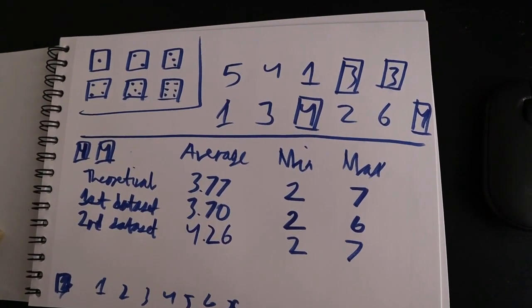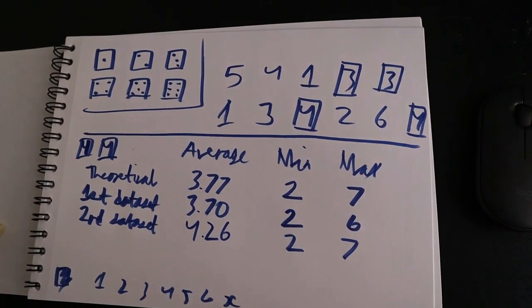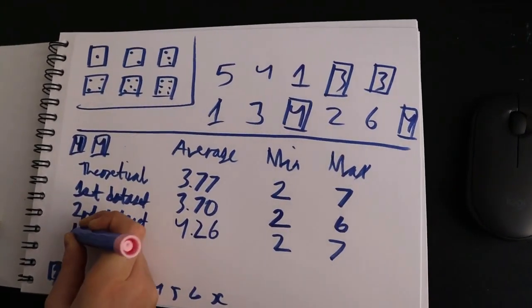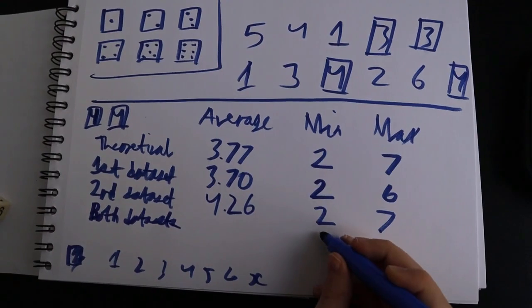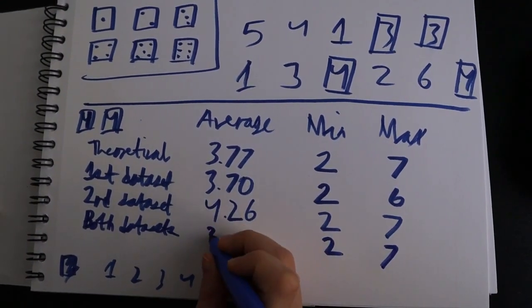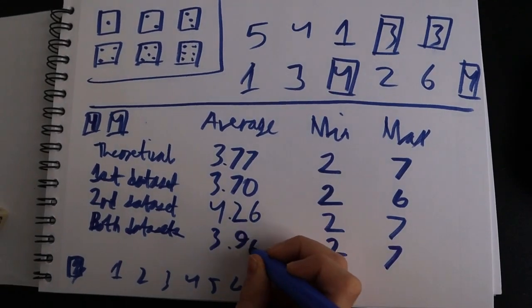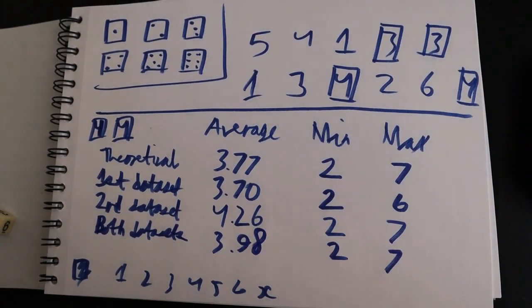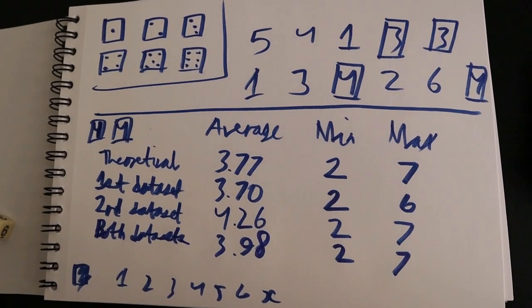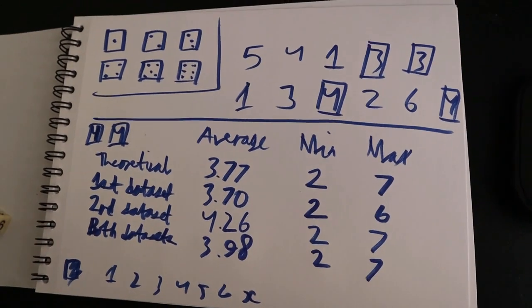And that's your Wolfram calculation. For both data sets combined, I got values ranging between 2 and 7, and the average is 3.98. So it's actually farther away than just the first data set. But you probably just got lucky, right? Yeah, I probably just got lucky in this set.